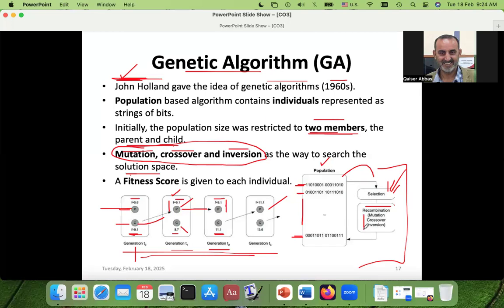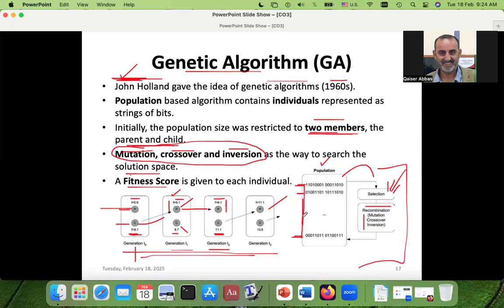Yes. Selection must be random? No, it is not random. We already said that only fit persons will be allowed. Then how is it random? Where is? I'm not understanding your question.